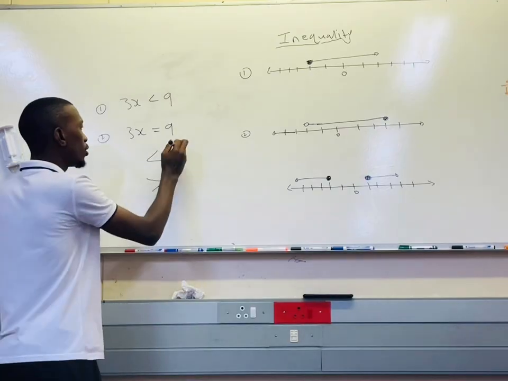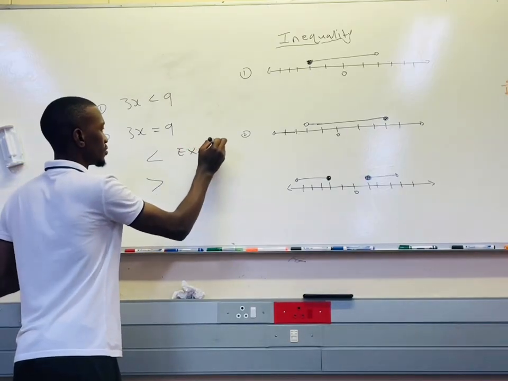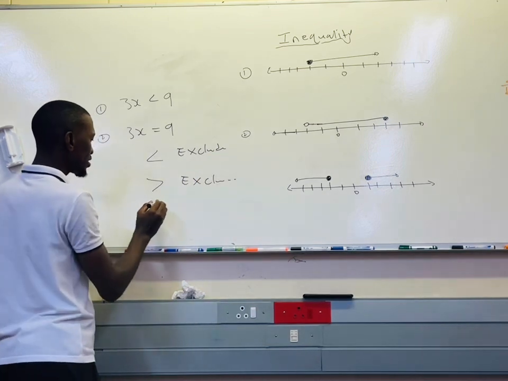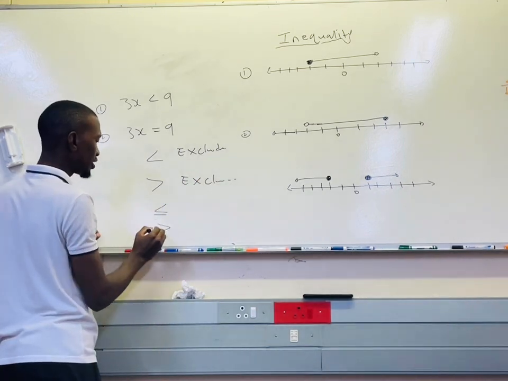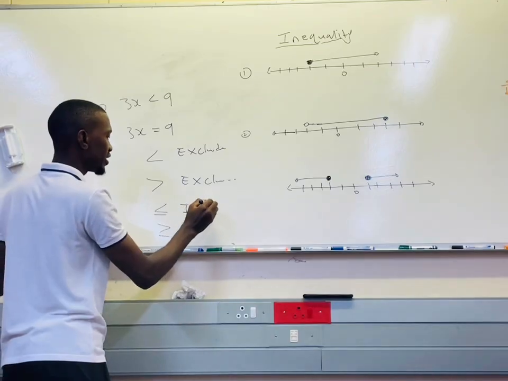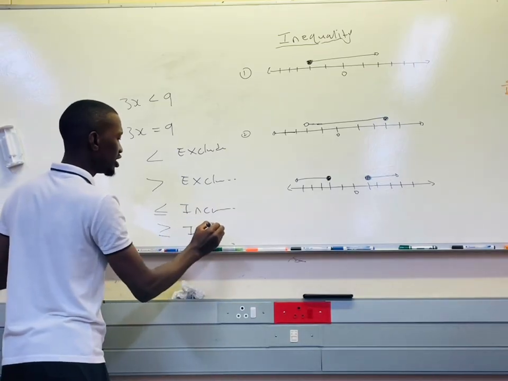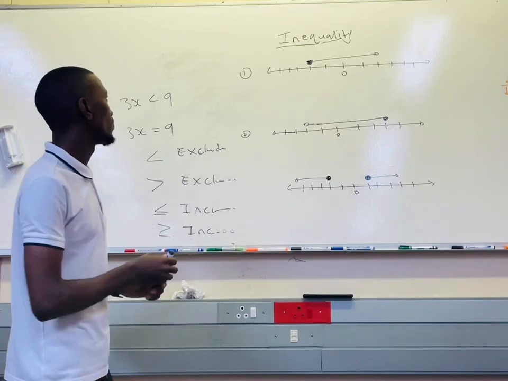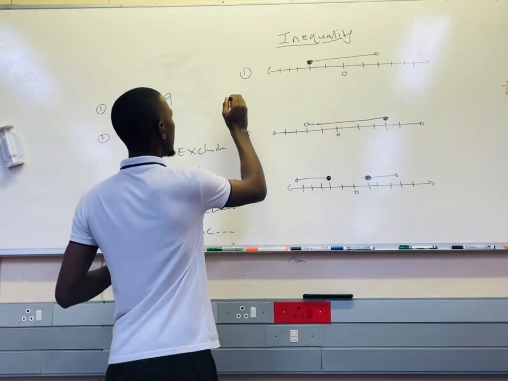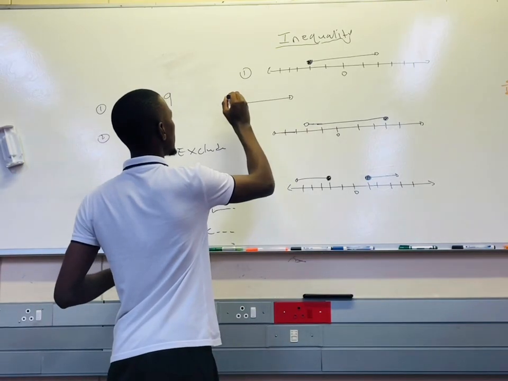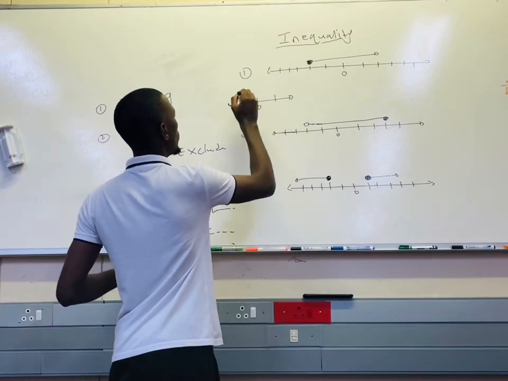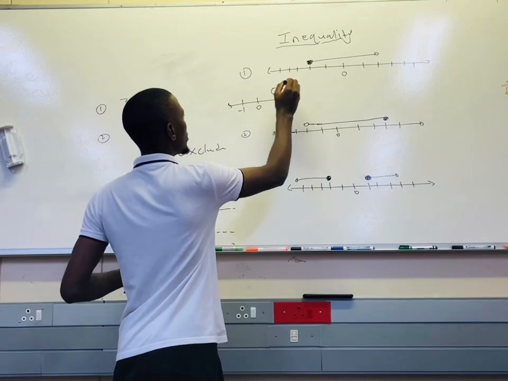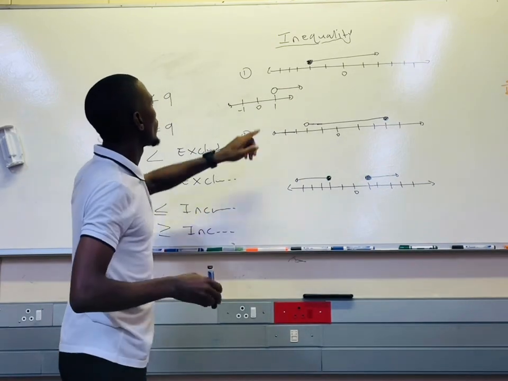Whenever you see this one, we call them excluded. Even this one is excluded. Whenever you see less or equal to, greater or equal to, these are included. So I'm going to show you something. If you have a number line here, and this is 0, minus 1, 1, you have something like this. It goes in that direction.